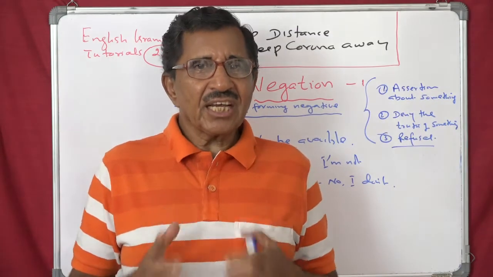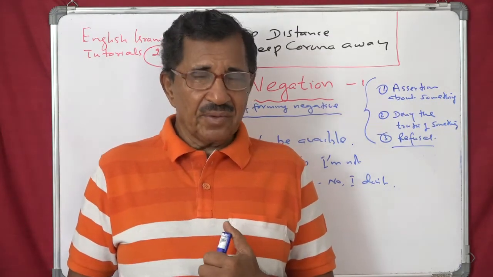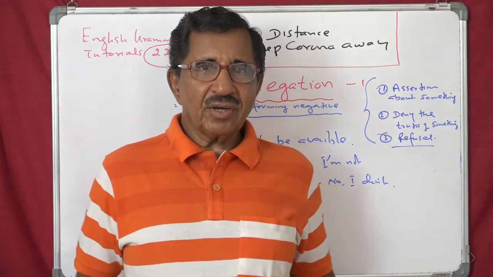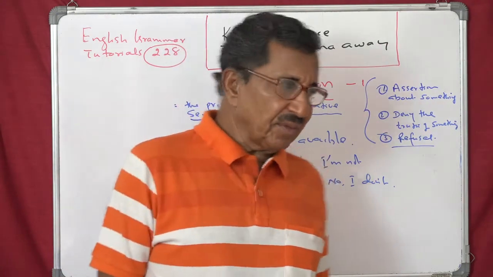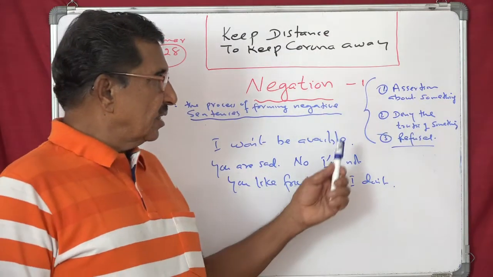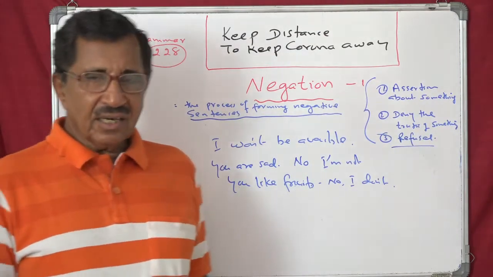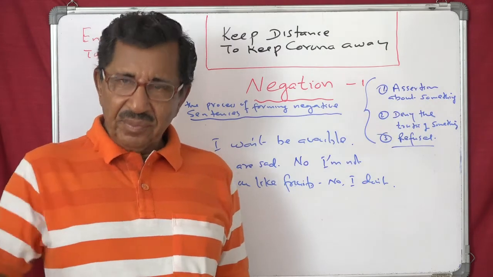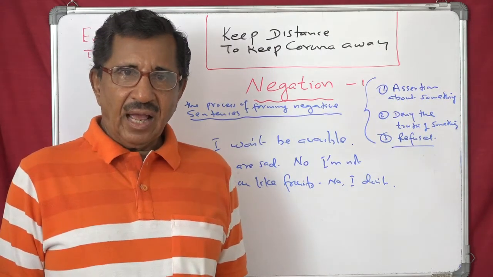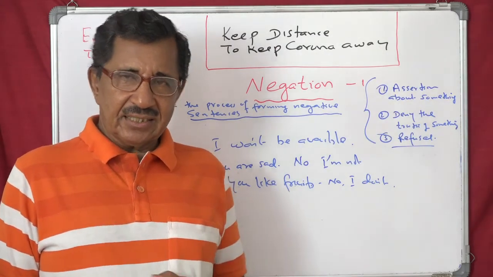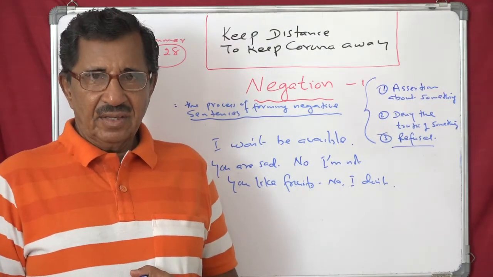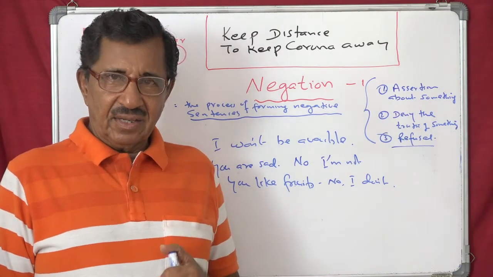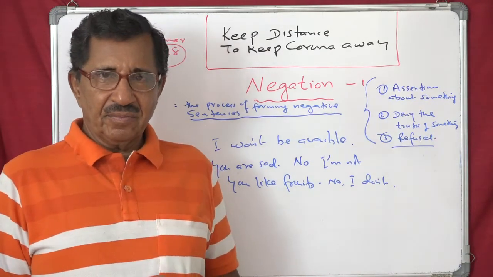The use of negatives is very important in our communication, because all the time you cannot say yes, yes, yes. Sometimes you have to say no. As for example, these are functions, so to say. Assertion about something. He won't be there. I won't be taking the exam. That is asserting something about the exam.